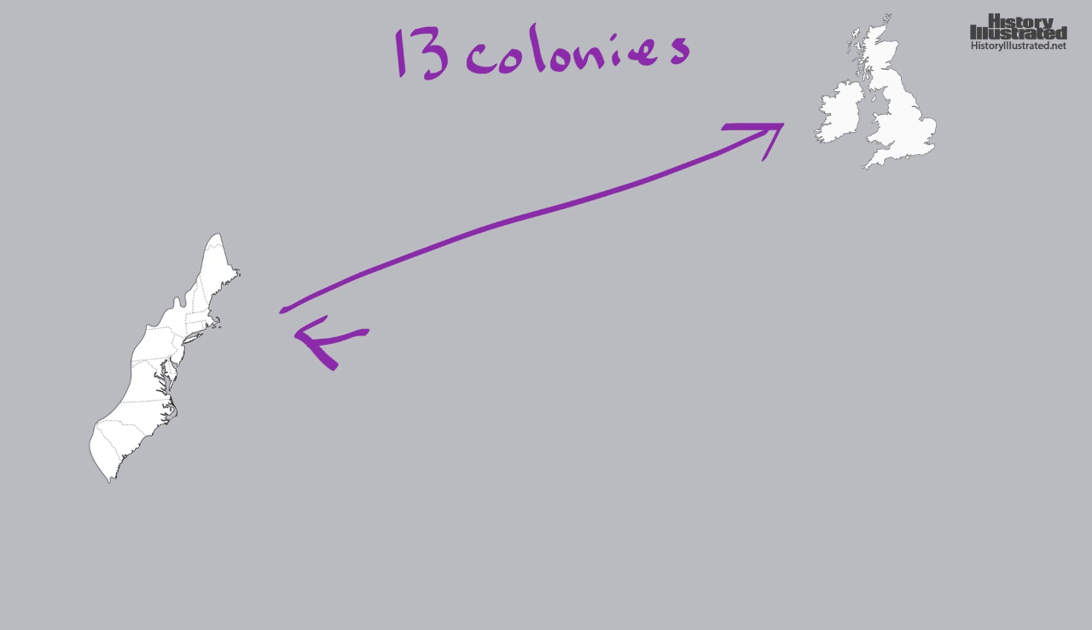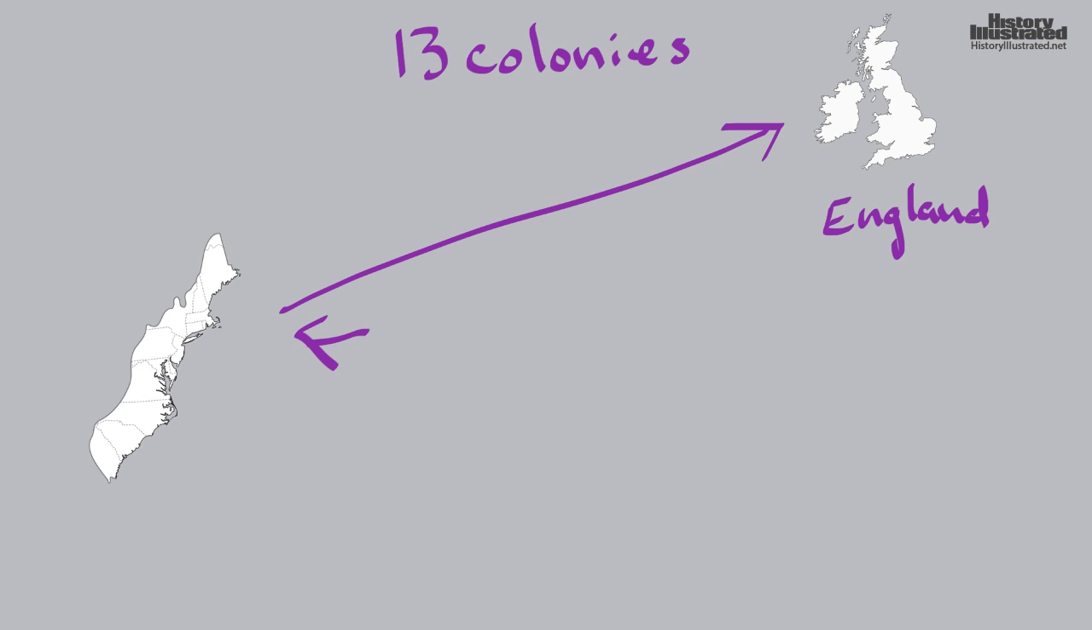In this History Illustrated video, I'm going to give you just a brief overview of the 13 colonies. So I'm going to write that up here, 13 colonies. Now, I've basically added the 13 colonies over here to the left just so that you can reference the distance between the 13 colonies and what we're going to call England in the video, okay?